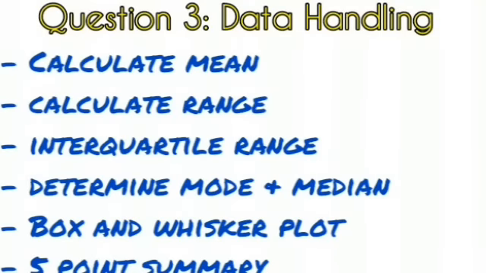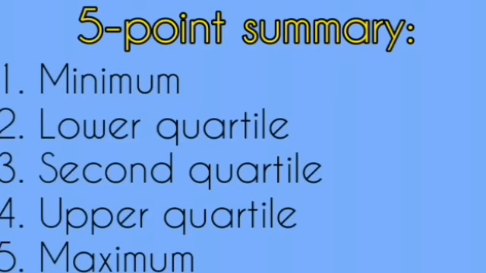In question 3, we are looking at data handling. So you're going to be calculating your mean, calculating your range, calculating interquartile range, determining mode and median, doing your box and whisker plot, and doing a 5-point summary. We are going to get into what it is that a 5-point summary looks for. But all of these things, you need to make sure that when you say you have covered the topic of data handling, you have at least covered these things because they are sure to be there.